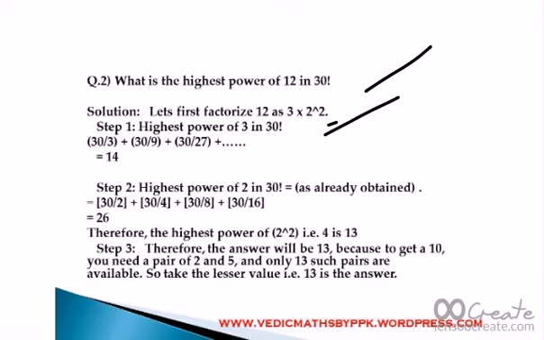Now find the highest power of 3 in 30 factorial. We get it as 14, and the highest power of 2 in 30 factorial is 26. Now find the highest power of 2 squared. We have found the highest factor of 2 in 30 factorial. Now we require the highest power. Since here it is 26, it is reduced to 13, half of that, if we are finding the power. Now step 3 states: consider the lowest of the two, 14 and 13. That is, 13 is the answer.